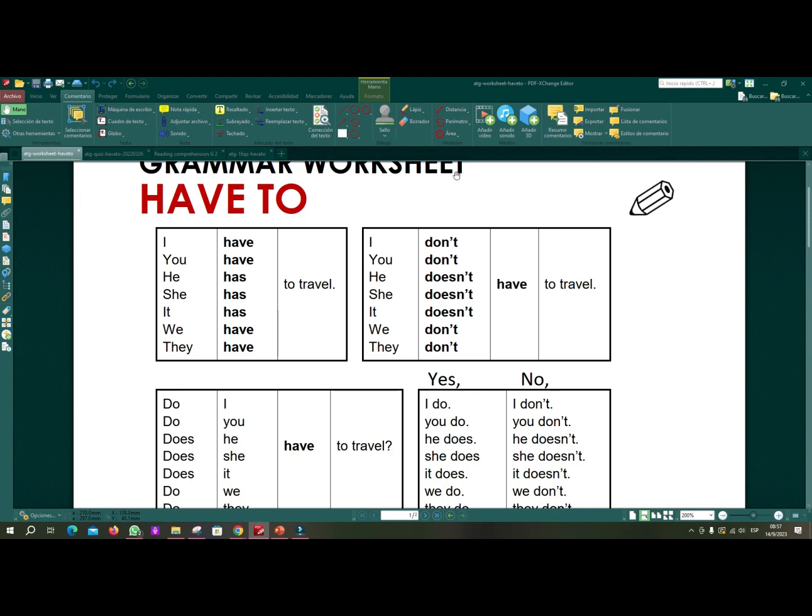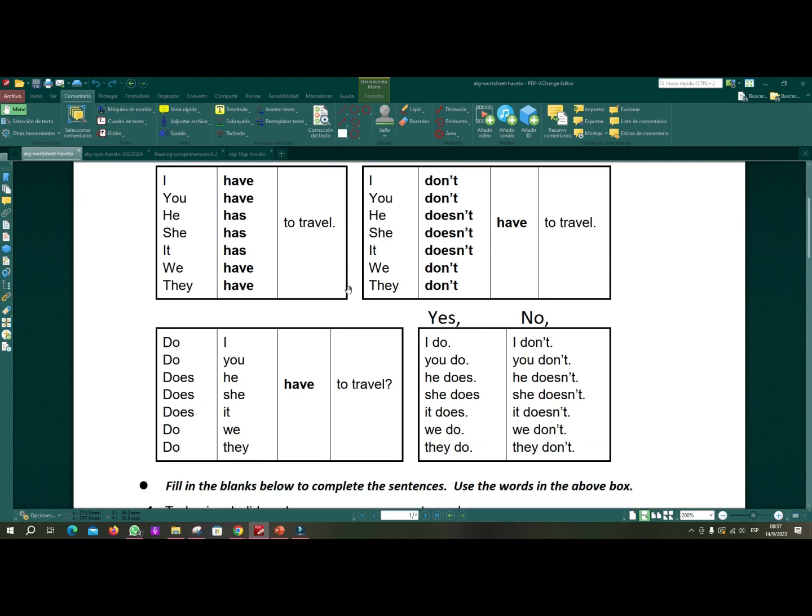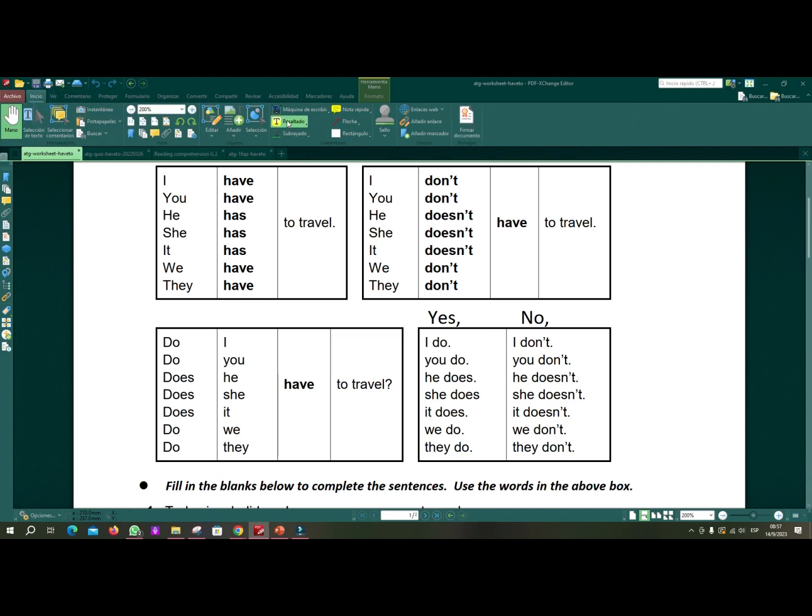Also, for the negative sentences, you need to use the auxiliaries. In this case, don't. Or if you're going to use third person, doesn't. Then have to, no has to. In this case, just have to. So I don't have to travel, or she doesn't have to travel, right? Also for yes, no questions, you need also the auxiliary, right? Do or does. So you can have here, do I have to travel? That's a yes, no question.